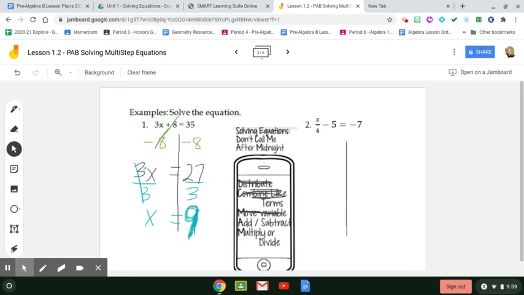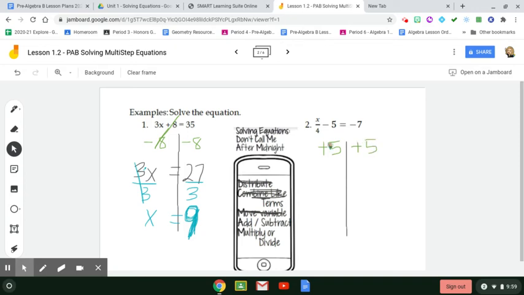So if I look and see what's next on my checklist, it says I have to get rid of any type of adding or subtracting first. So that means I'm going to get rid of the subtracting by 5. So how do you get rid of subtracting by 5? You add 5 to both sides. We're going to add 5 to both sides.